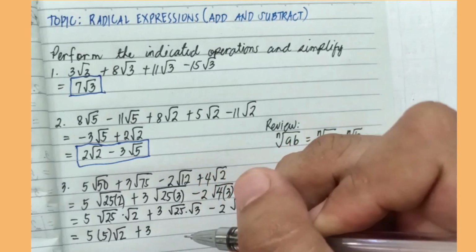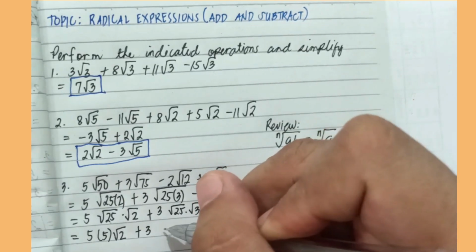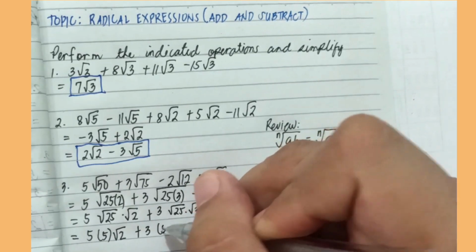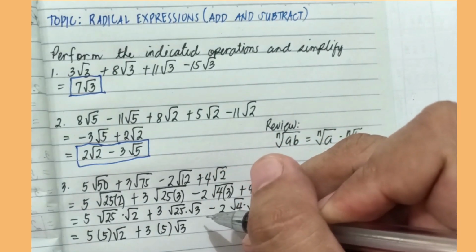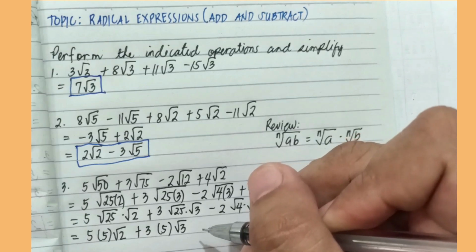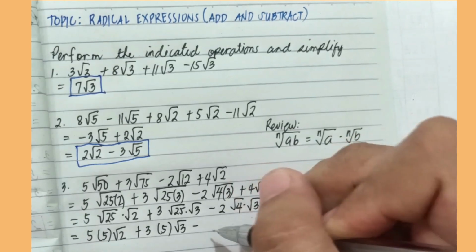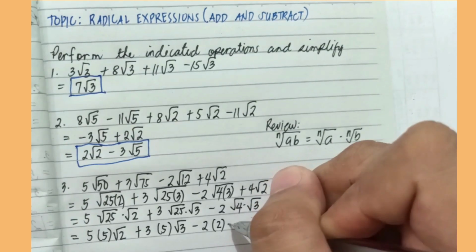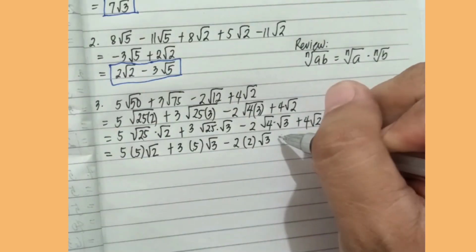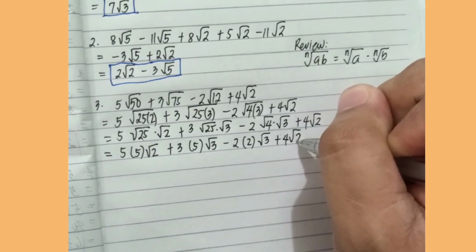Copy the square root of 25, which is 5, times square root of 3, because square root of 3 is not a perfect square anymore, so just copy only the square root of 3. Minus 2, since square root of 4 is 2, then we have here times square root of 3. Then copy the plus square root of 2.